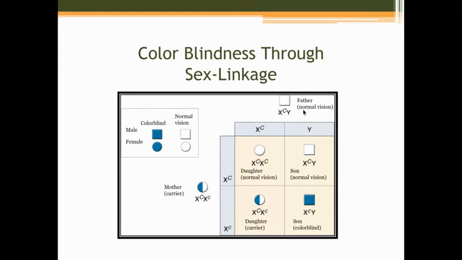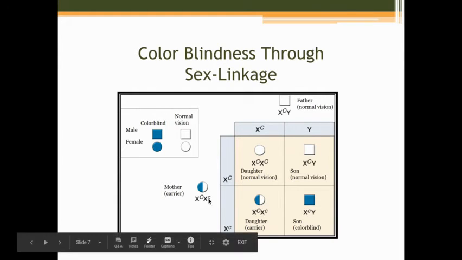And so this father has normal color vision. This mother also has normal color vision, but she's a carrier for this mutant colorblind gene that she's carrying here. So we'll see, just like in the pedigree, she's half shaded. So you have the colorblind X chromosome that she has the potential to share, shown right here with this little c there, that lowercase c, and then she also shared it here to this potential son.